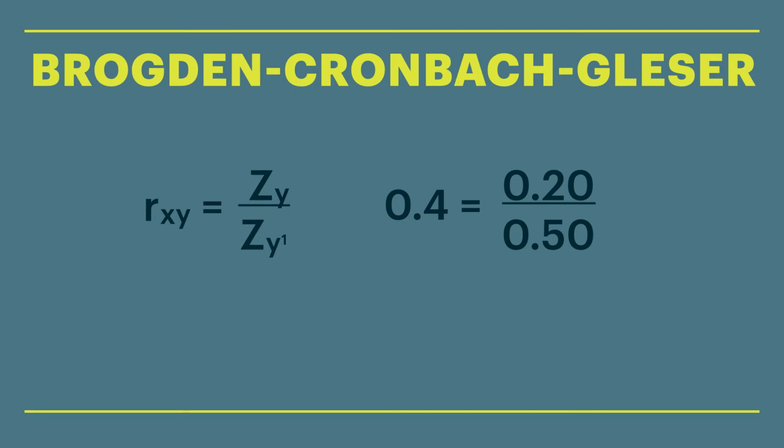If we take a look at the Brogden, Cronbach, and Gleser model, we can see that there's a correlation between the validity coefficient and the index of selective efficiency. So you take the validity coefficient represented here by Rxy, and that will equal the average score divided by the selection predictor questions. So we can see that we will have approximately a 40% candidate strength.